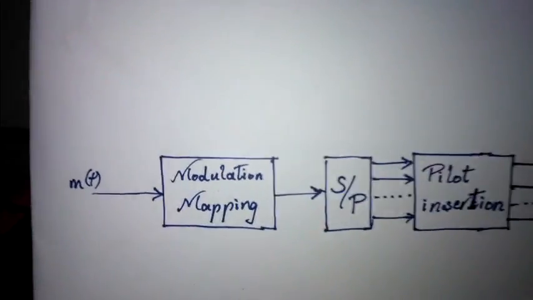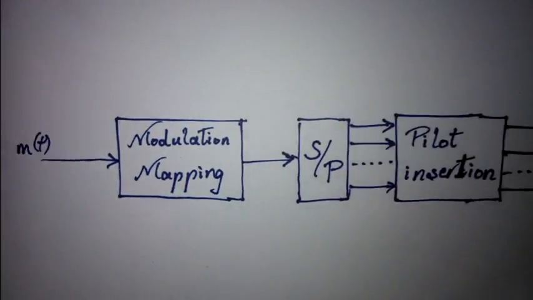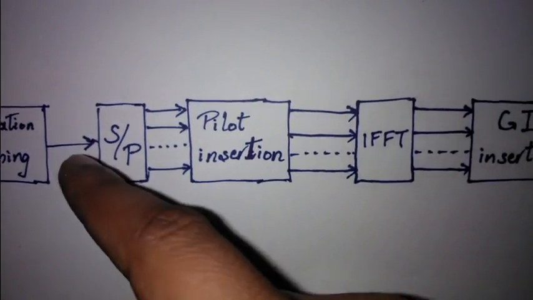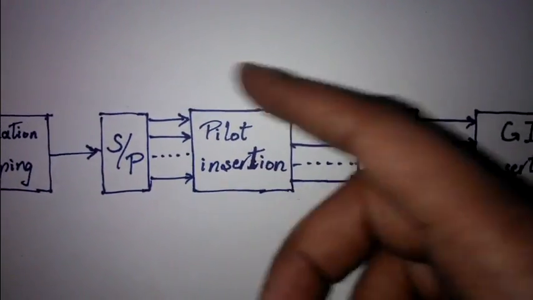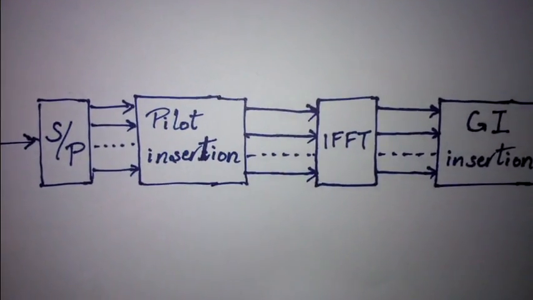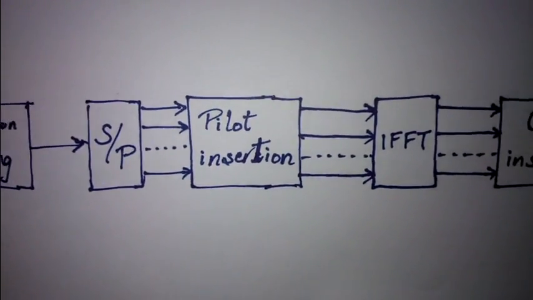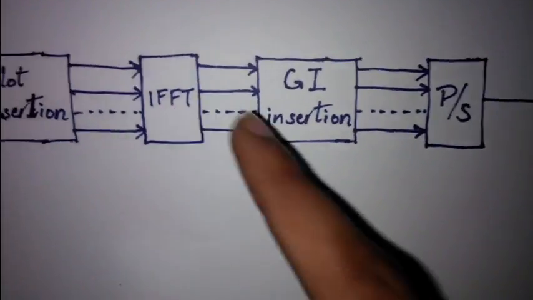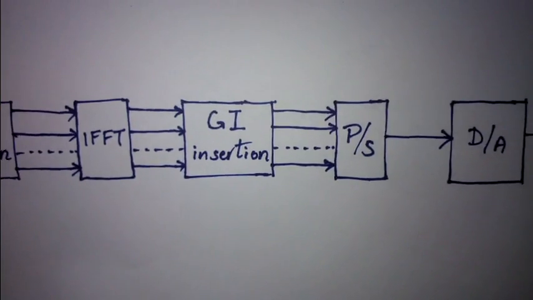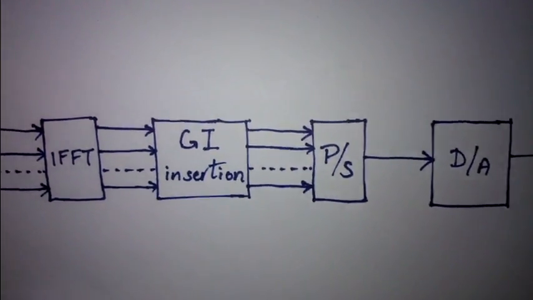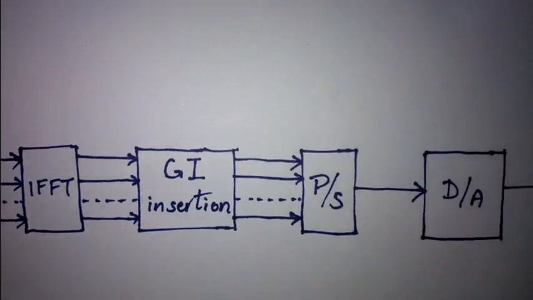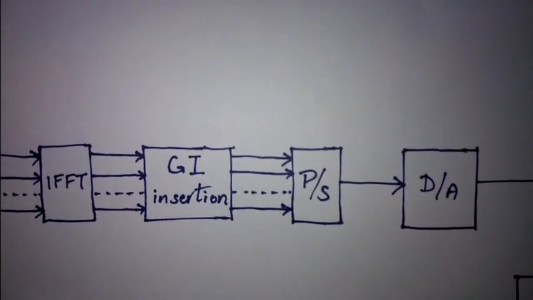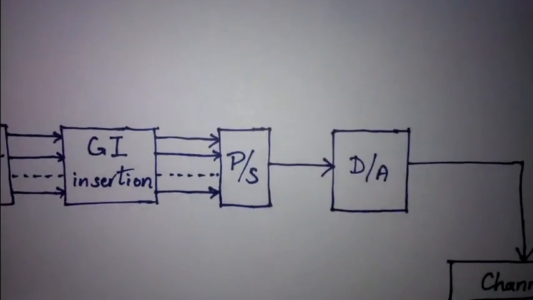Let us see how OFDM works. This is the data which we are giving. Using modulation mapping, for example QAM and BPSK, we can modulate the signal into some form. After that it is converted into parallel signals to be transmitted in parallel. Then a pilot is inserted, which is used to find the channel coefficients. After that comes the IFFT, the inverse fast Fourier transform, which is a technique to find the inverse discrete Fourier transform. Now, GI insertion. The reason for GI insertion is to remove the ISI errors, inter-symbol interference.